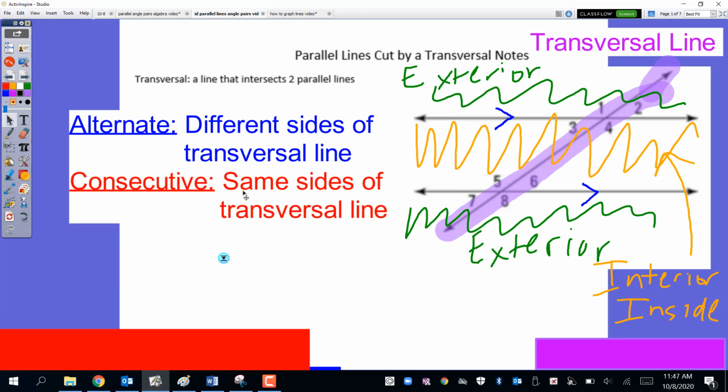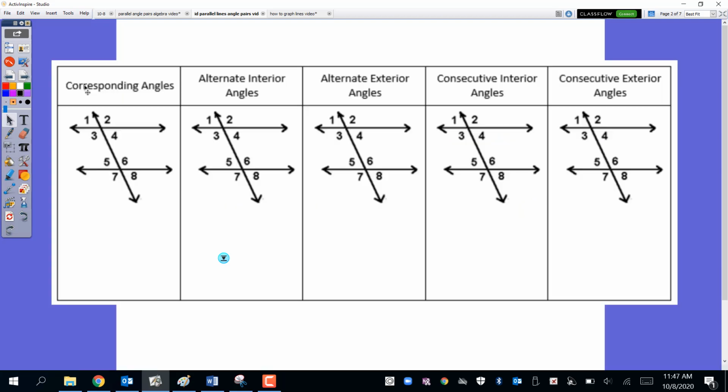Consecutive means that the angles are on the same side of the transversal, the same side of the purple line. Like angle 7 and angle 1, they are both on the left, so they would be consecutive angles, okay? So we need to choose whether they are alternate or consecutive, and we also need to choose whether they are in the exterior or the interior. That is how we're going to name these angle pairs. These are all the different names of the pairs that could possibly happen. We're going to start with alternate interior.